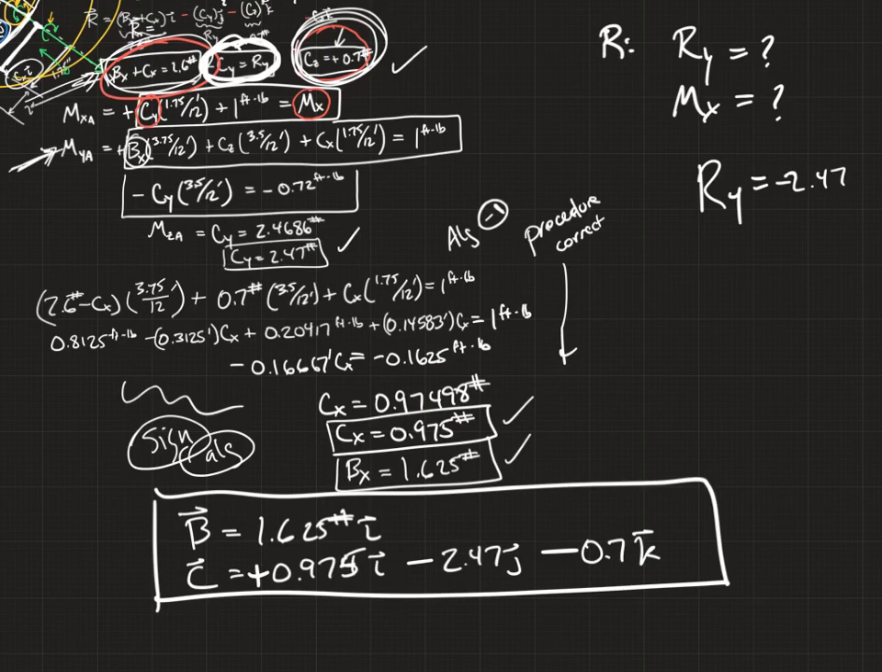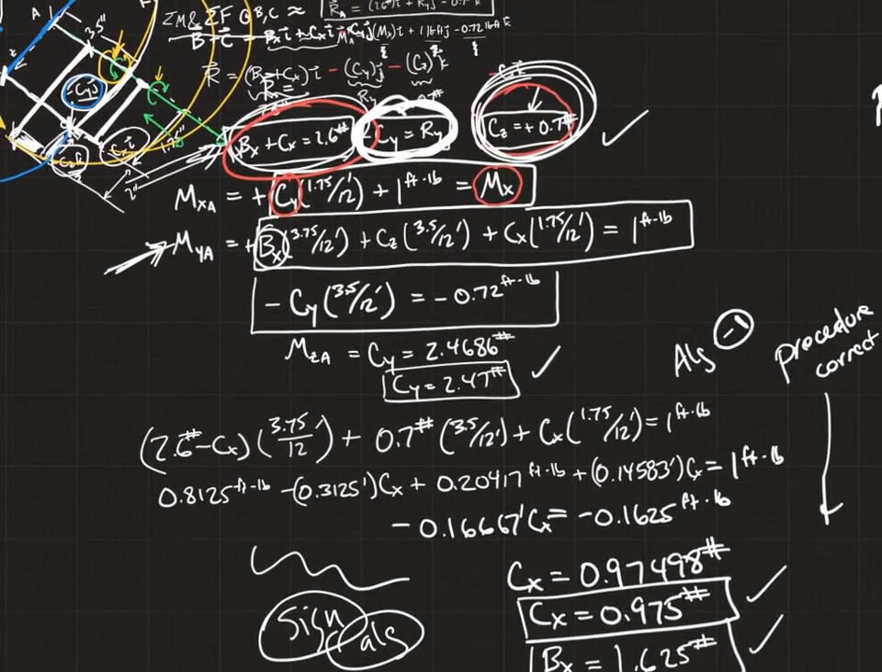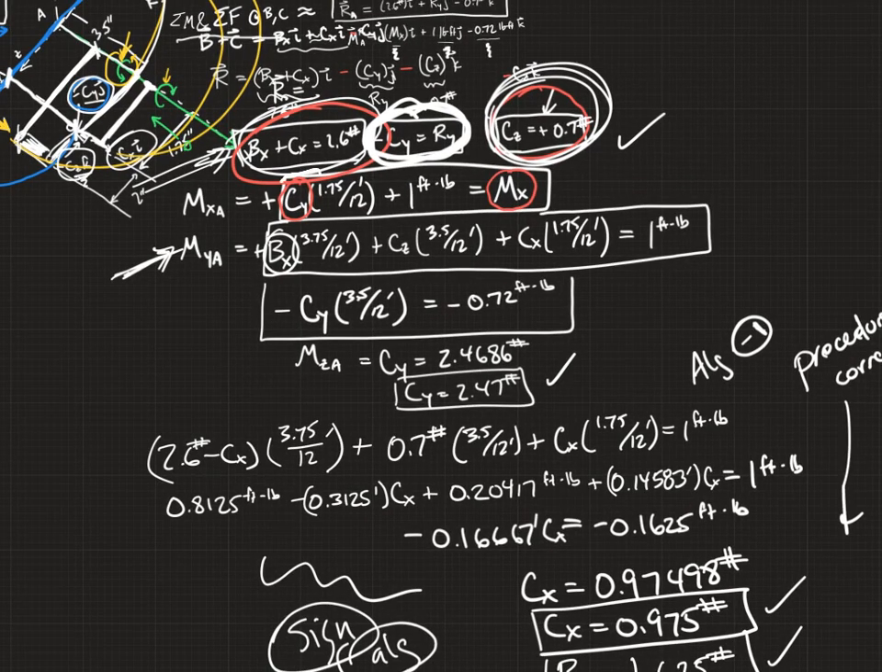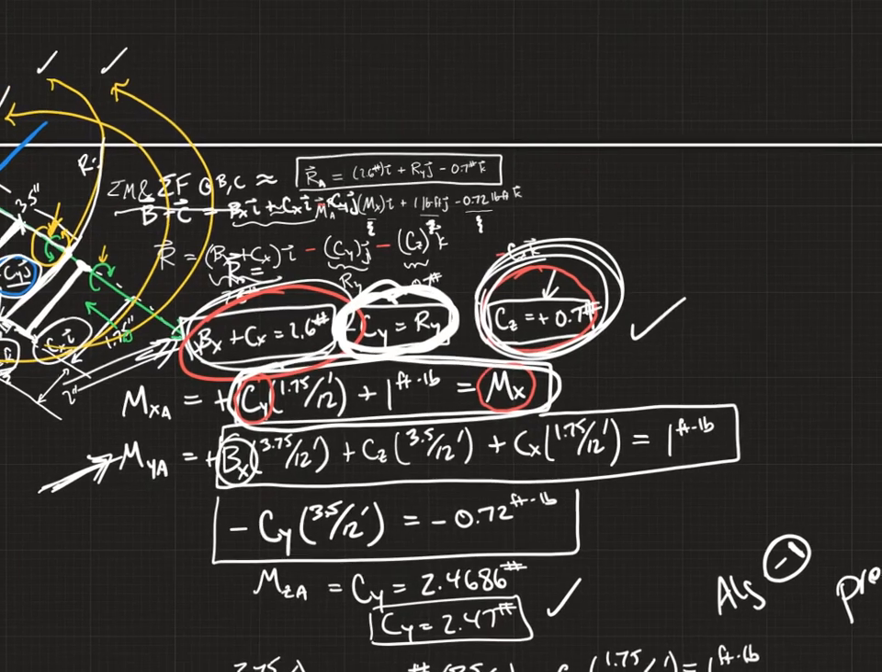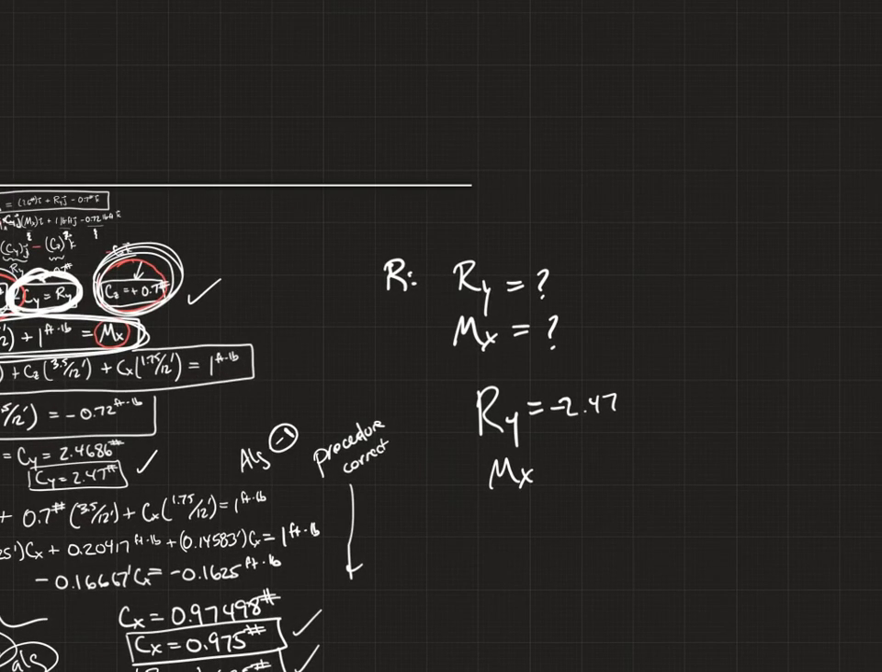And then mx, okay, we're going to go look at, where's that equation for mx? Oh, it's this one right here. So for cy, I'm going to plug in whatever we got with 2.47. So I'm going to plug that in right here. Okay, and solve for mx. Okay, and if we do that, we end up with mx equals 1.36 foot-pounds.